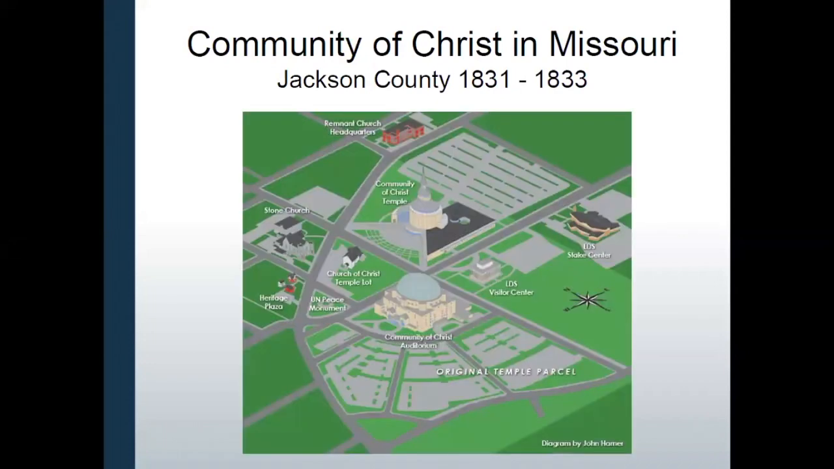This is a modern layout that shows you, again, that light green, the 63 acres, and then who is where. So our temple today sits on the northeast corner of that 63 acre purchase. Auditorium is there as well. Church of Christ temple lot, part of that as well. And the LDS Visitor Center sits on that also. The stone church is just off of the temple lot, off of that 63 acres.